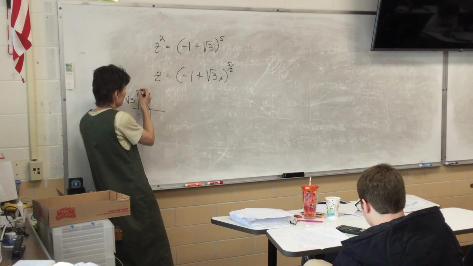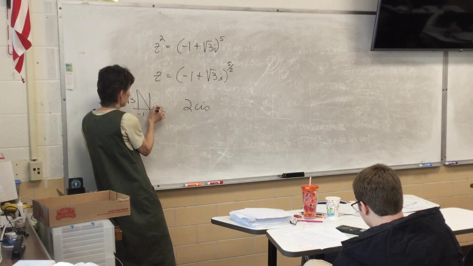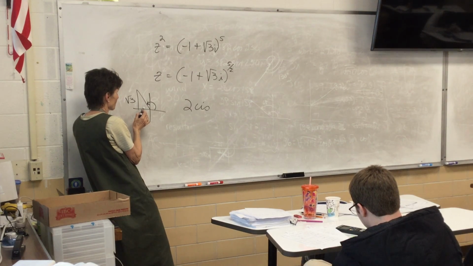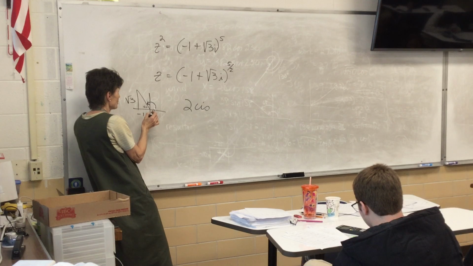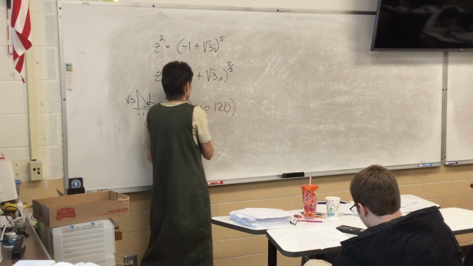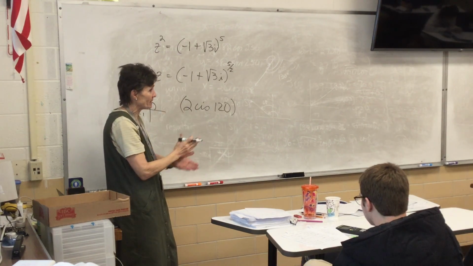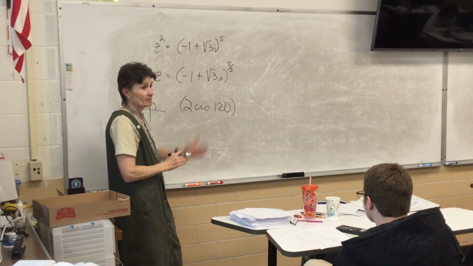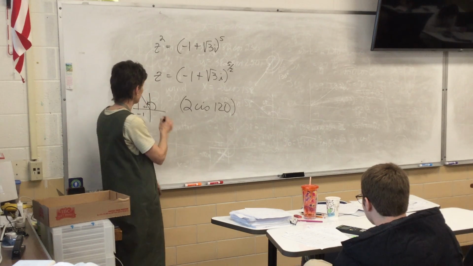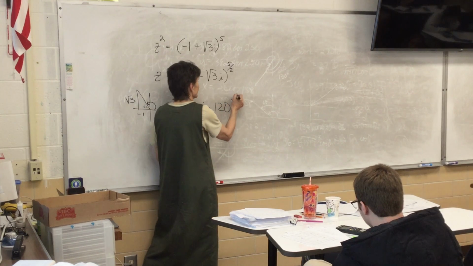So what's R? 2. What's theta? Now be careful, you know your reference angle is 60, so theta is going to be 120. Caution, caution, caution. Get your theta right, because if you miss your theta, all these are going to be wrong. So take the time to make sure you've got your angle in standard position. So 120, we're going to raise that to the 5/2 power.